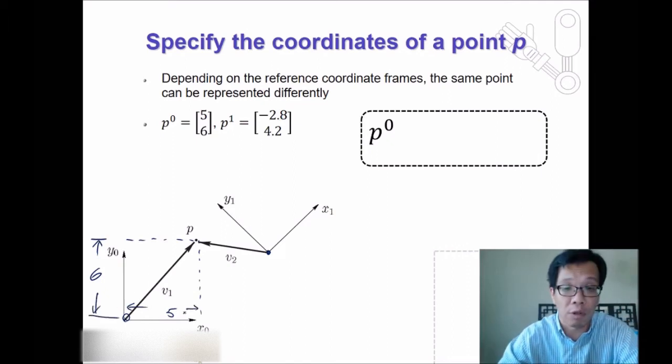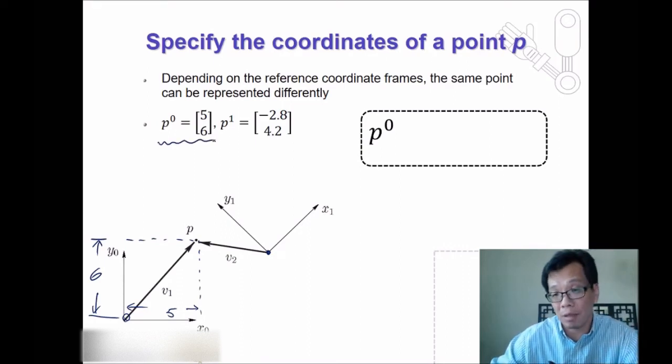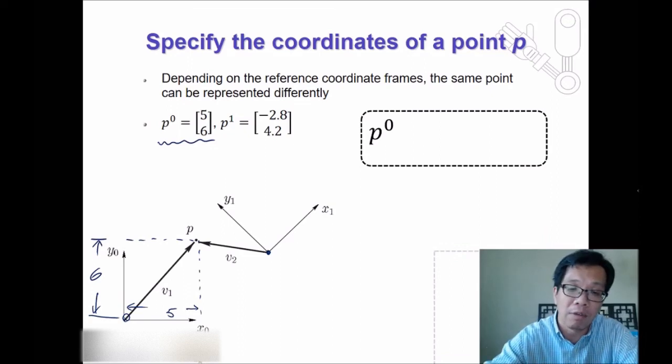Which is of course correct. But can you say the position is always 5 and 6 like this one? Of course you can, because it depends on where you're going to start your measurement. So it's going to be a little bit different. Instead of using the x0 and y0 coordinate, I'm using x1 and y1.